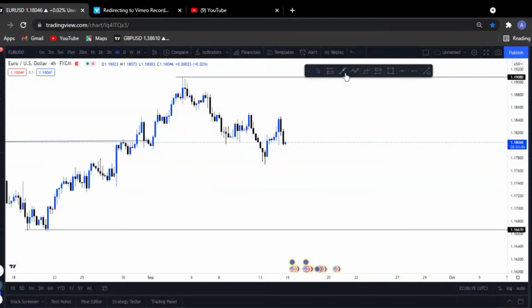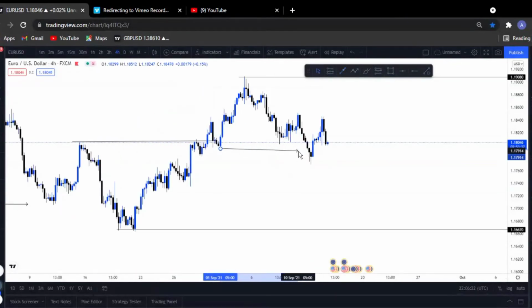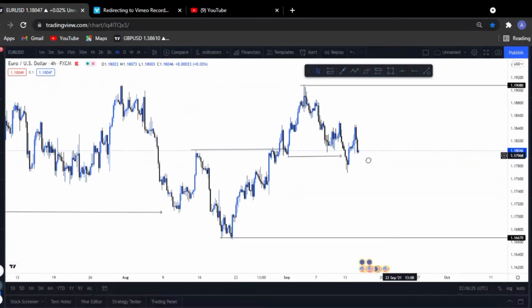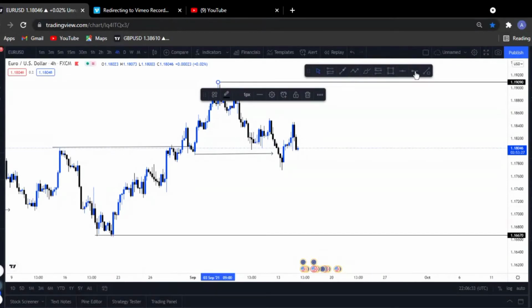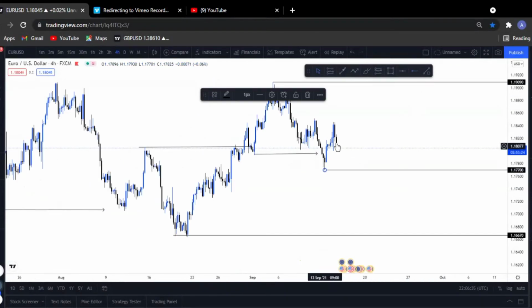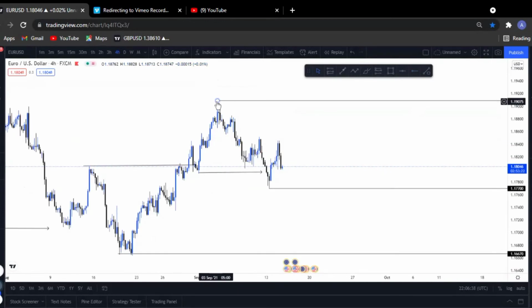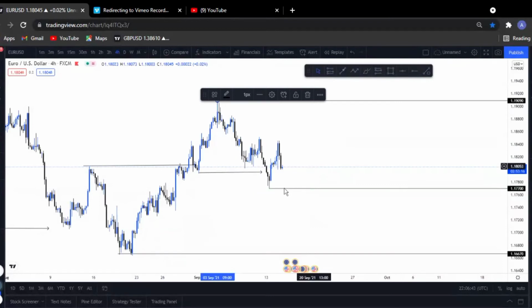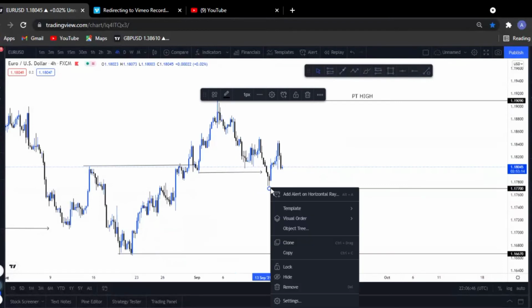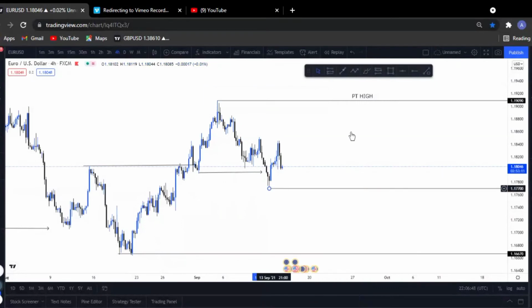Why? Because we've seen another break of structure, and this is quite a high time frame because at the 4 hours it really counts. This is the break of structure. Perfect. That's the break of structure. And where's the high? This is the high. And where is the low? This is the low. This is what I call the protected high. Okay, let me just put this so you understand. PT high. That's a protected high. And this is my liquidity. Sorry. Let's just get rid of that.